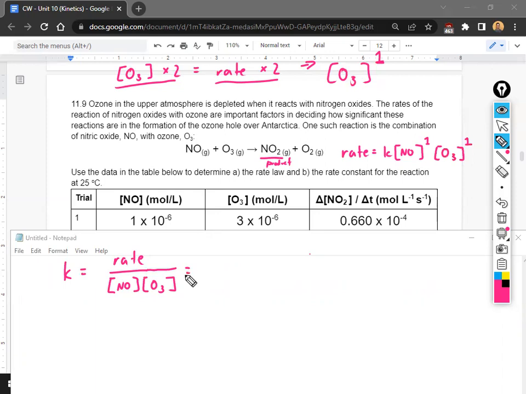Now, again, you could pick trial 1, 2, 3, or 4. It's going to give you the same constant. The only thing you need to keep in mind is to make sure you get all the numbers from the same trial. Okay, so don't go mixing and matching. So we'll put 0.66 times 10 to the negative 4 on the top. We're going to divide by the concentration of NO in trial 1, which is 1 times 10 to the negative 6, and then the concentration of O3 on the bottom, 3 times 10 to the negative 6.